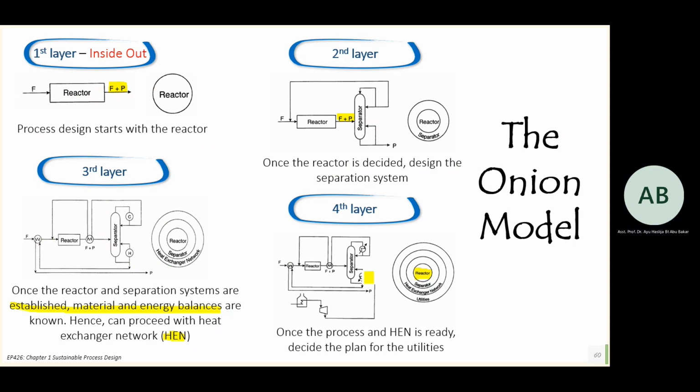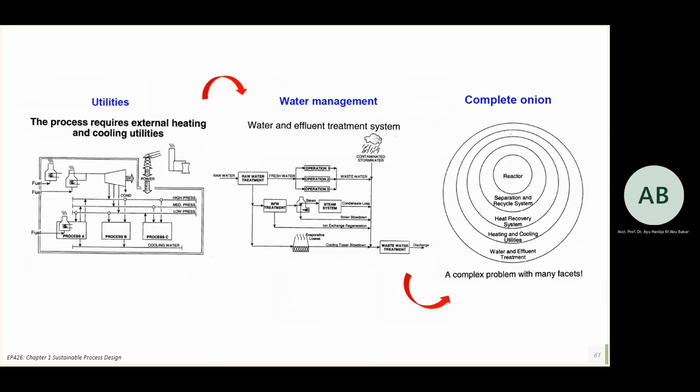Okay. The fourth layer comes the utilities. Okay, after utility, you should analyze your waste. What is your water and effluent that you are producing? Whether it needs another waste treatment plant or not.